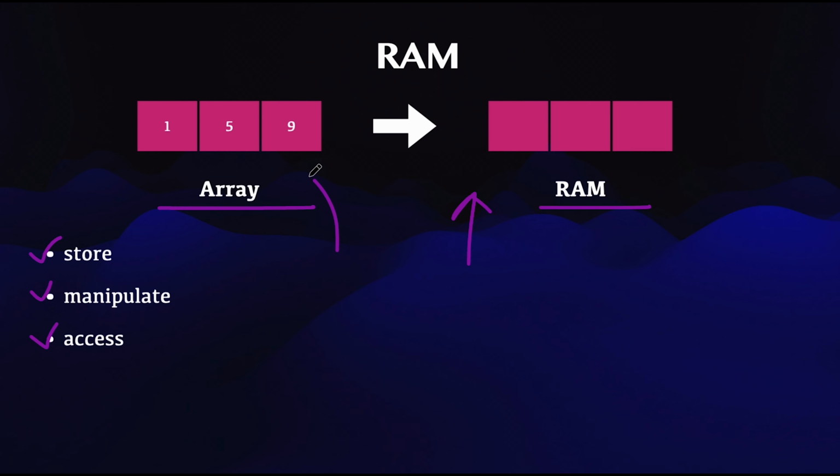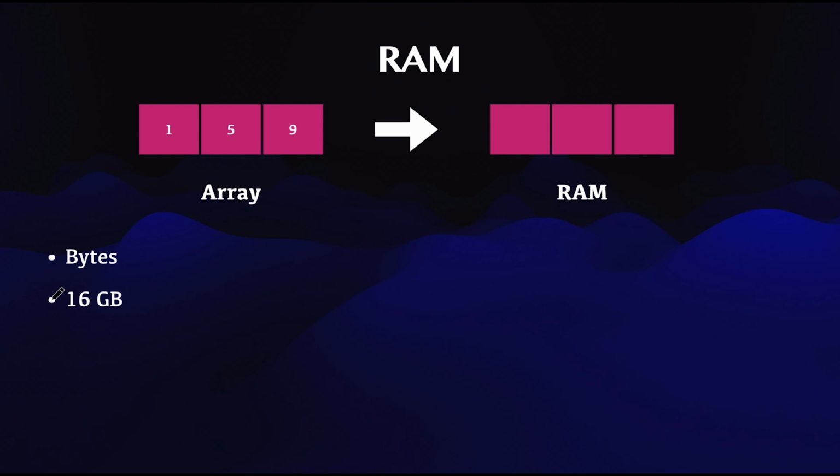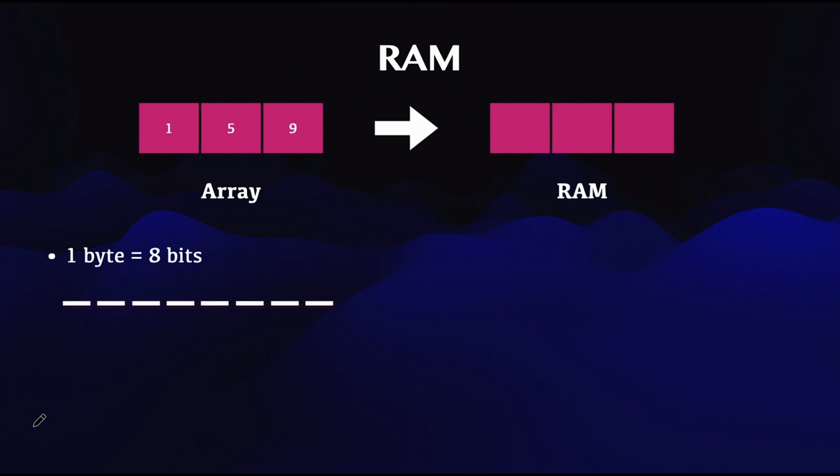So let's have a look at the array that we've got here and how we're going to store it in RAM. First, we need to mention that we measure RAM in bytes. And usually a computer has about 16 gigabytes of RAM, which means that it has roughly 16 billion bytes of RAM. But what actually is a byte?